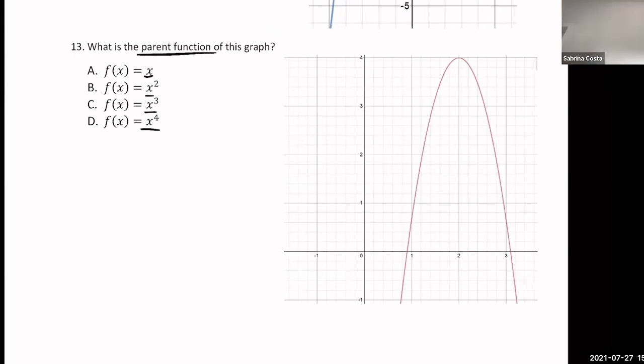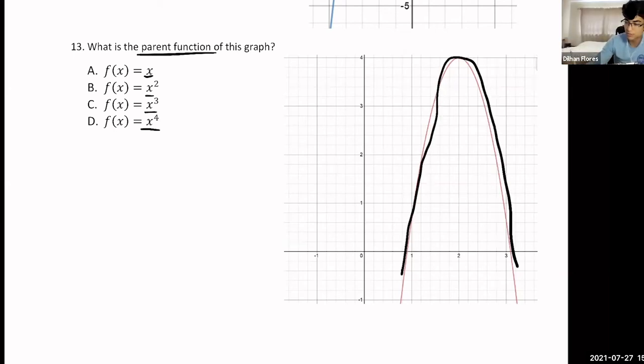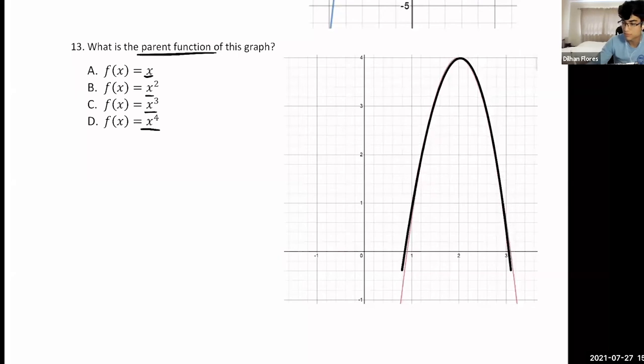A parabola. Yeah, exactly. It's a parabola, right? So parabolas are created by what kind of function? All right, answer choice B. Yeah, it's created by a quadratic.